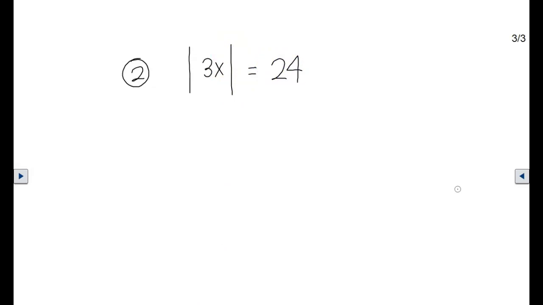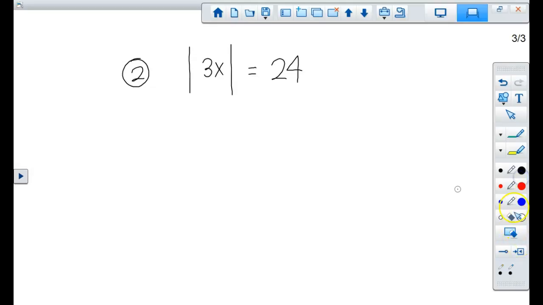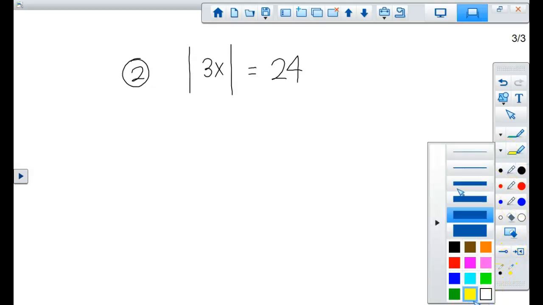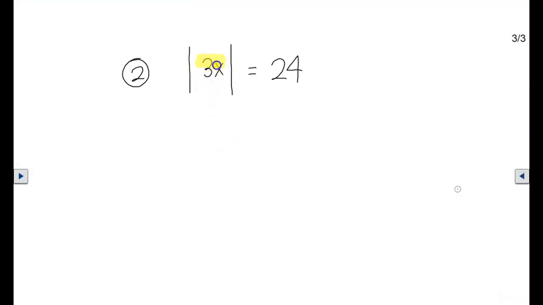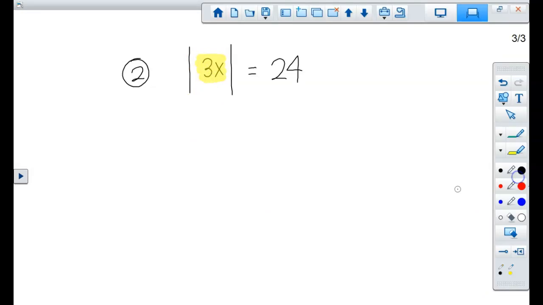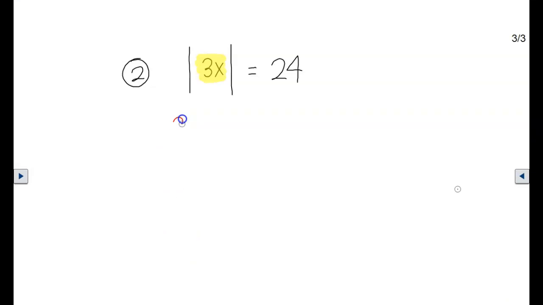Now, keeping it simple still, you'll notice this time, inside my absolute value bars, I don't just have an x, I have 3 times x. So let's look at this equation for just a moment and think about what it's saying. If this says that the absolute value of 3 times x is equal to 24, then what it's saying is that 3x, whatever that may be, is 24 spaces away from 0.